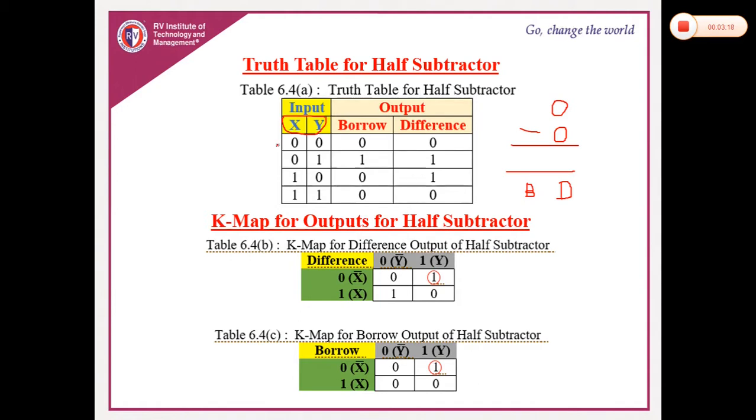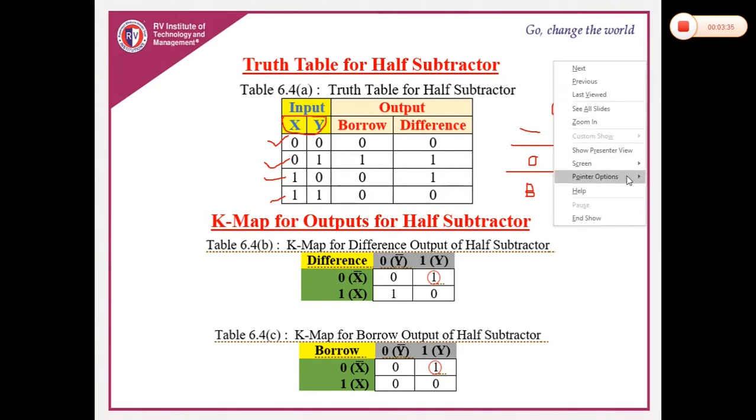Whenever we have two inputs, four combinations are possible: 0 0, 0 1, 1 0, and 1 1. We'll see them one by one now. For the 0 0 combination, when I subtract these two, 0 minus 0 is obviously 0. So the difference is 0 and we have not taken any borrow. That is what you are able to see here.